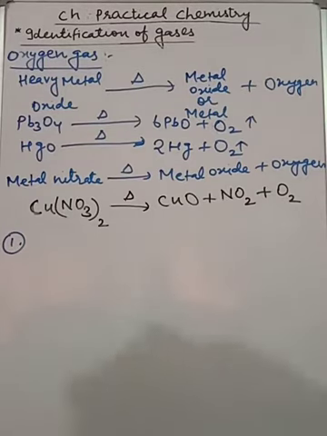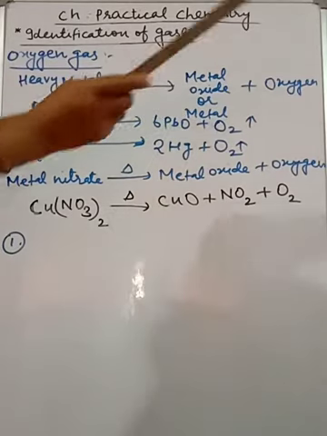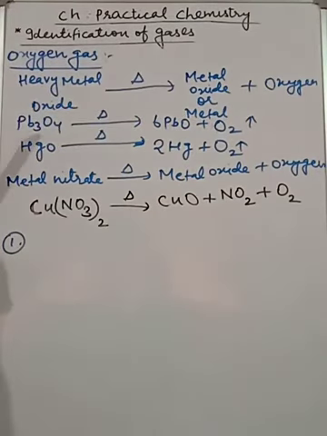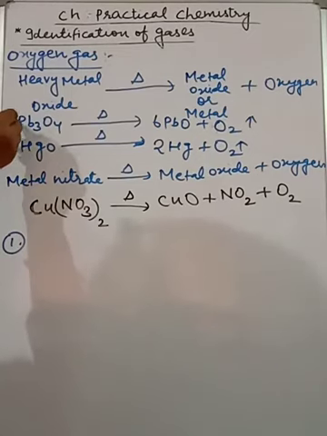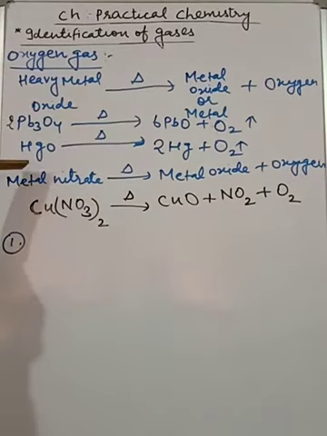Students, whenever we take any heavy metal oxide or even a metal nitrate, then after heating, by thermal decomposition, we will get a metal oxide plus oxygen gas, or sometimes metal plus oxygen gas. For this, I have given you two examples. The first example is red lead, that is Pb3O4. After heating this, we get lead oxide plus oxygen gas. Similarly, in case of mercury oxide, we get mercury plus oxygen.